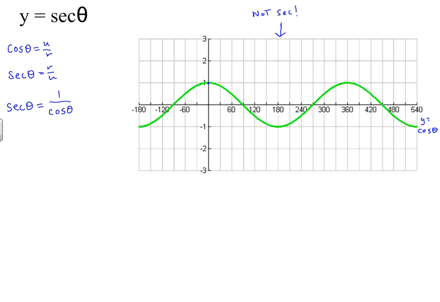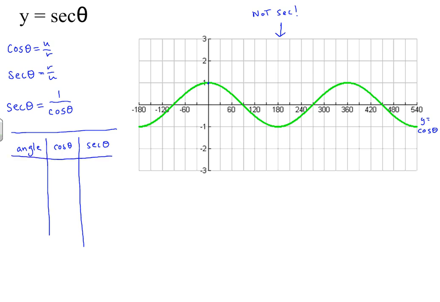So the very first point that I want to plot corresponds to this point on the cosine graph, (0, 1). At 0 degrees, the cosine value is 1. I'm just going to make a little table here: the angle, the cosine value, and then the secant value. At 0 degrees, the cosine value is 1, so the secant value is 1 divided by 1, which is also 1. So at this very point, I'm making a big dot here, the secant graph and the cosine graph are in the same place.